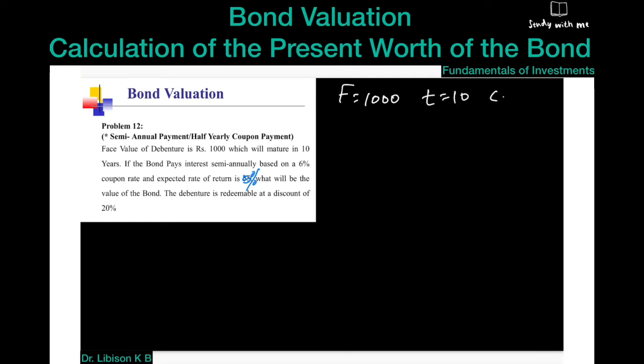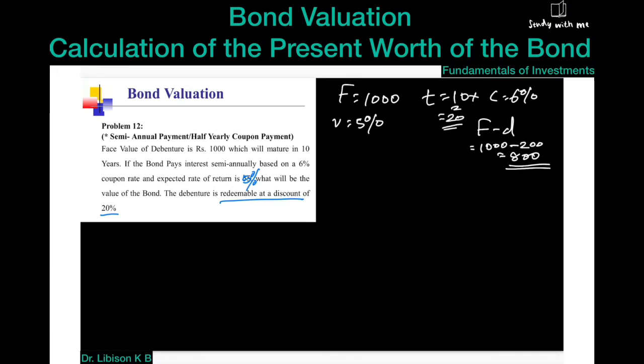So face value in the first part of the formula we use 1000. In the second part of the formula, I told you, we have to make the adjustment. Here we subtract 200, that is 20% of face value. Why do we subtract 200? Because it is redeemed at a discount. So 1000 minus 200 is equal to 800. So 800 will be the value in the second part of the formula. F becomes F minus D. Then T you multiply by 2, R you divide by 2, C you divide by 2. Why? You have half yearly payments.